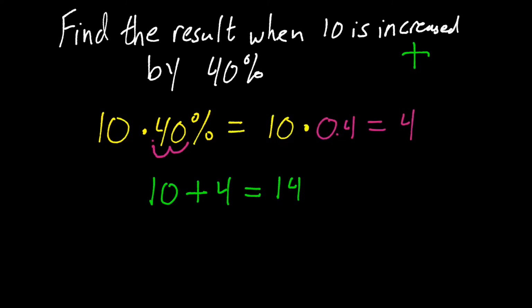Now, what if it was the other way around? What if it wasn't increasing 10 by 40%, but it was, let me cross this off, what if it was decreasing?